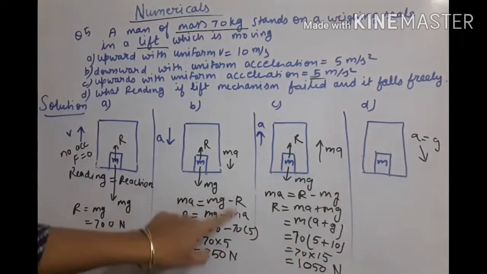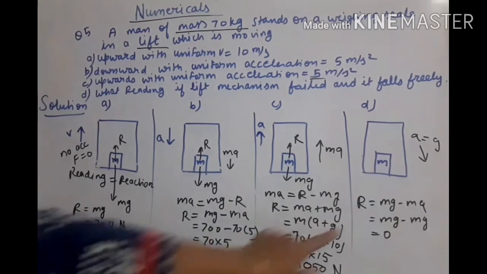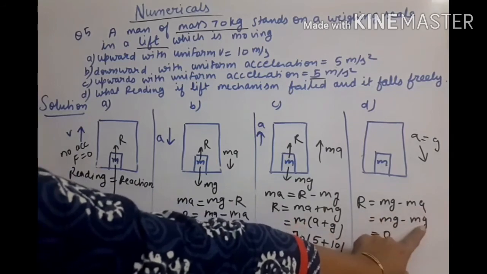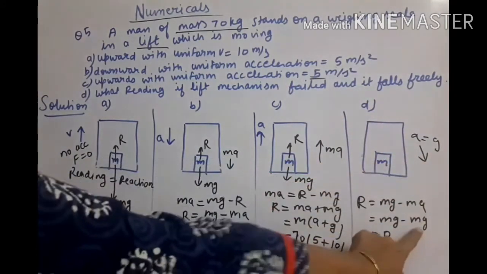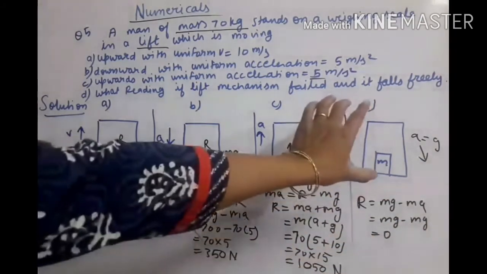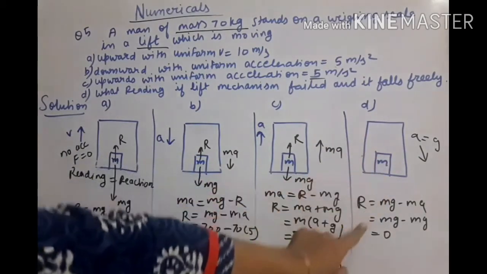So the equation of R will remain the same, R equals mg minus ma. Let us put the value of a equal to g, since the acceleration of the lift is also g now. So mg minus mg, the final answer is coming 0. That means when any lift is freely falling, the person inside it is feeling weightlessness.